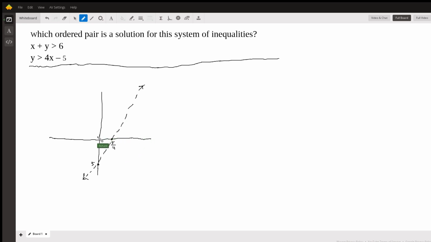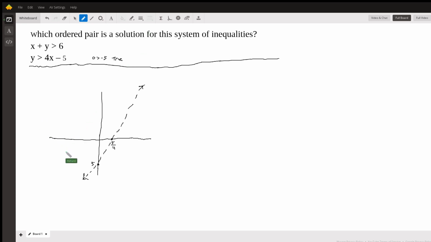And now we want to shade, and we need to decide, do we shade above the line or below the line? The way I like to handle that is to use a point, and I'm always going to choose the origin if it's available to me. If the line goes through the origin, I cannot use the origin, but I'm going to use the origin here. When I plug 0, 0 in here, I get 0 bigger than -5, and that is true, which means the solution region includes the origin.